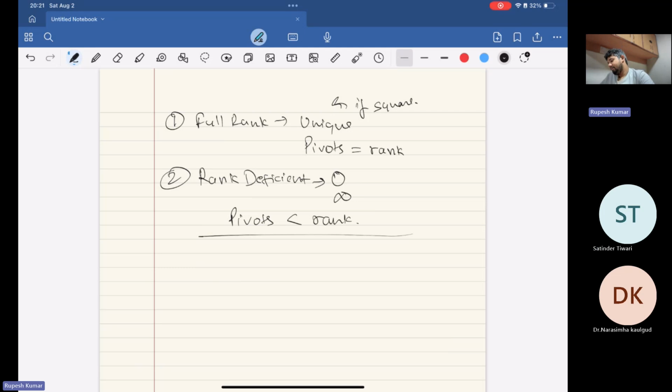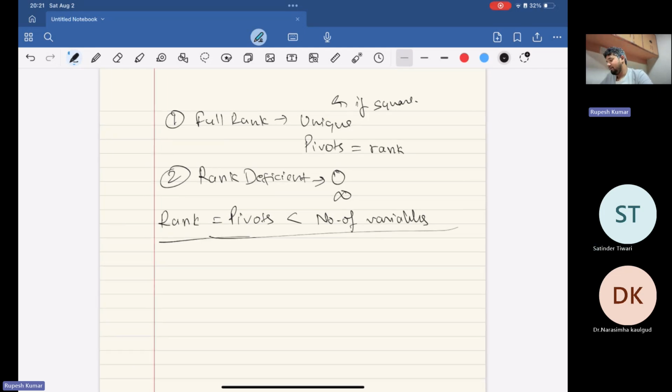Is this clear? Yes, sir. No, sorry, pivots is not less than the rank. Sorry. Pivots is less than the number of variables. Yes, sir. The number of pivots is always equal to the rank, but it will be less than the number of variables. That's the case. That's it.